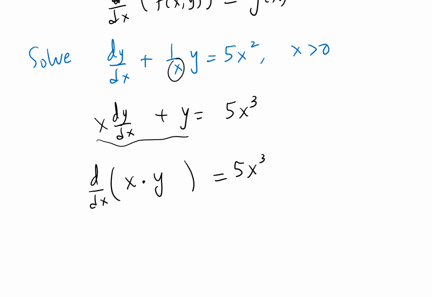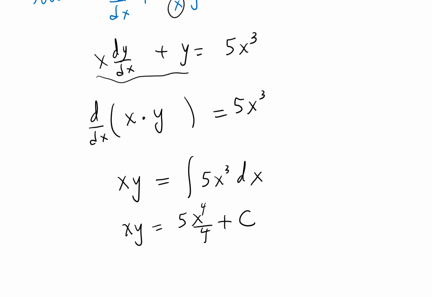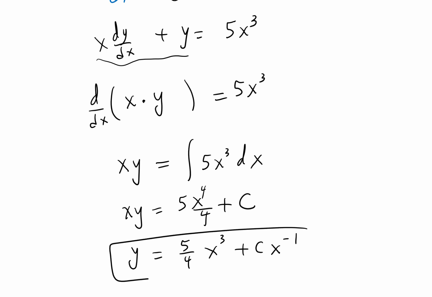If we integrate both sides, the integral will cancel the derivative on the left-hand side, and on the right-hand side we get the integral of 5x cubed dx. Keep this the same, 5x to the 4th over 4 plus c. If you divide everything by x, you would get 5 over 4 x cubed plus c x to the negative 1.